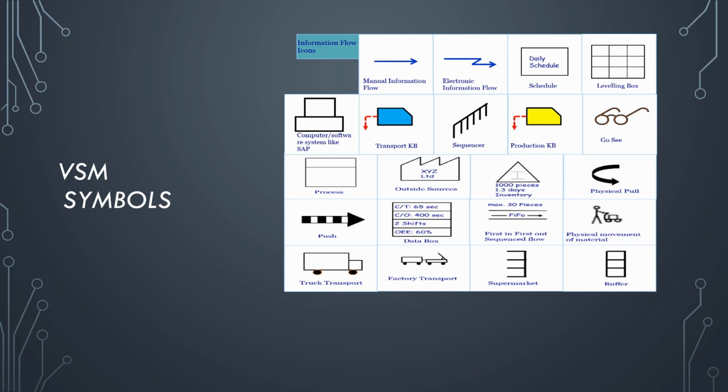By incorporating pull and push symbols in VSM, stakeholders gain a clear understanding of how work flows through the value stream, whether driven by customer demand, pull, or predetermined schedules, push. Data box contains additional information about the process step, such as cycle time, work in progress, etc. Other symbols are FIFO, physical movement of material, truck transport, factory transport, supermarket, and buffer.